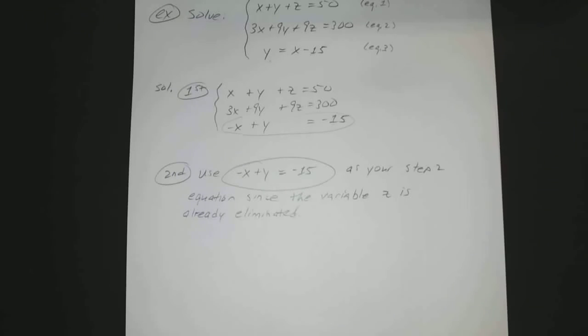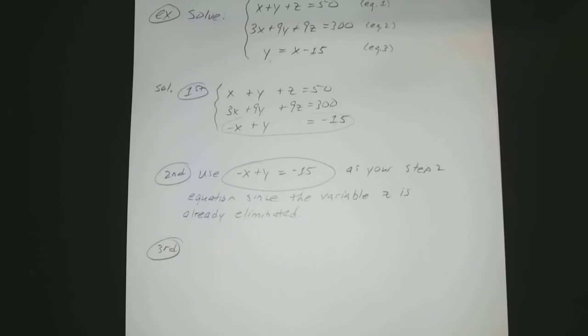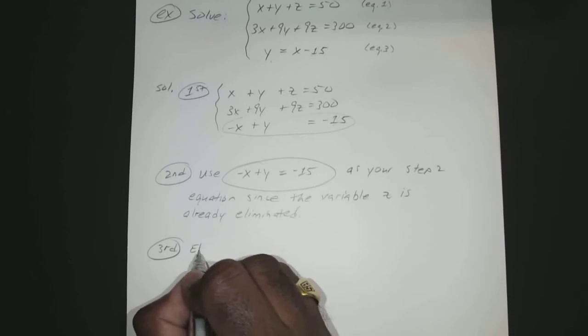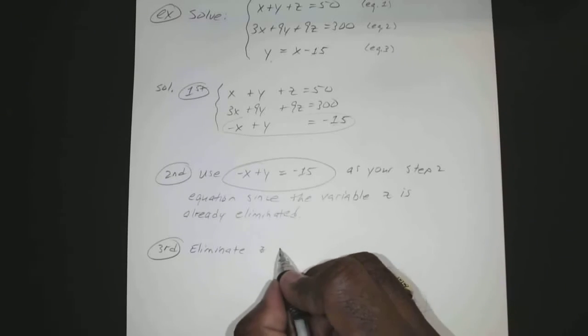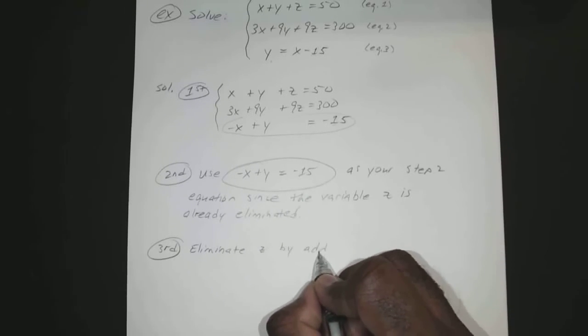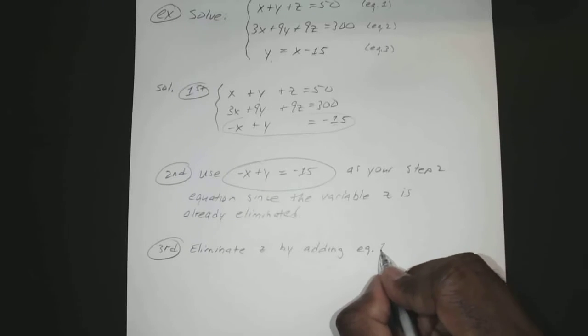The only thing is, when you do the other two, you have to eliminate the z, because remember, you have to eliminate the same variable, so you can't pick a different one. But at least you only have to do it once instead of twice. So eliminate z by adding equation 1 and 2.